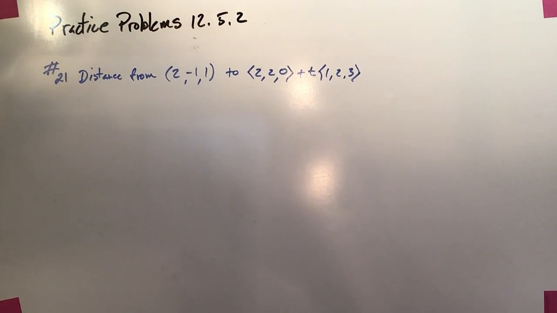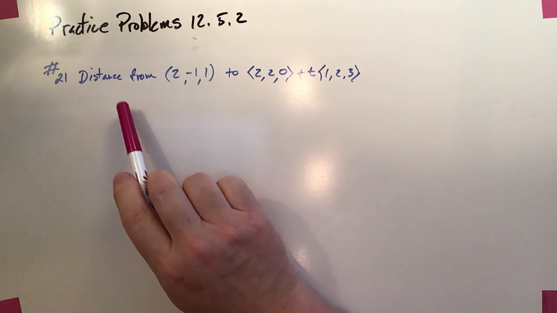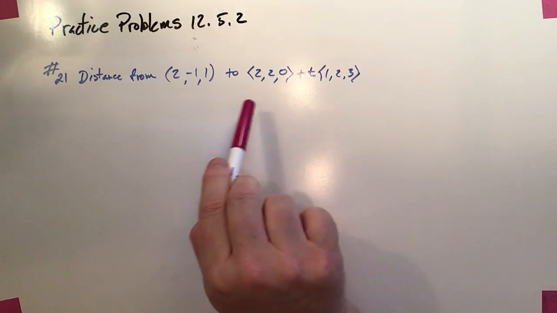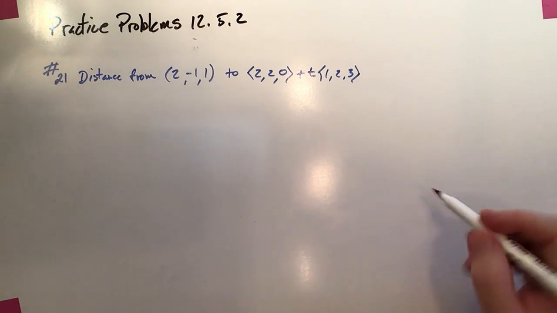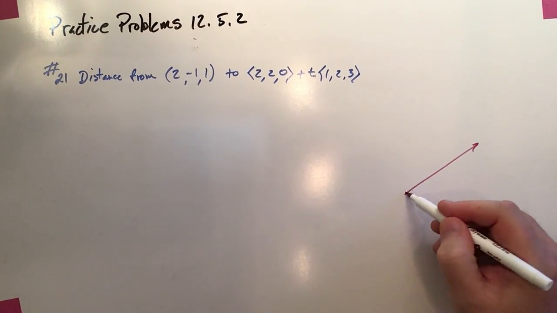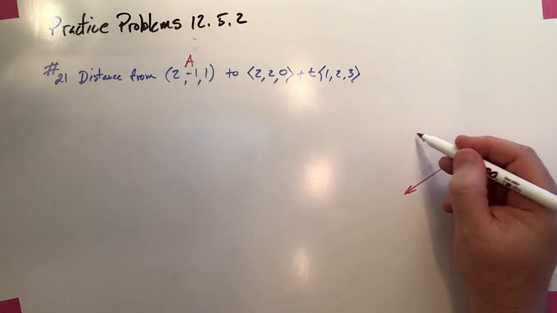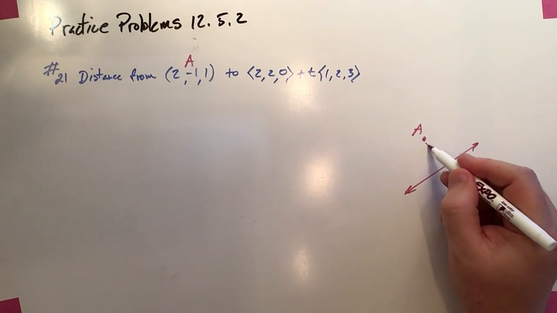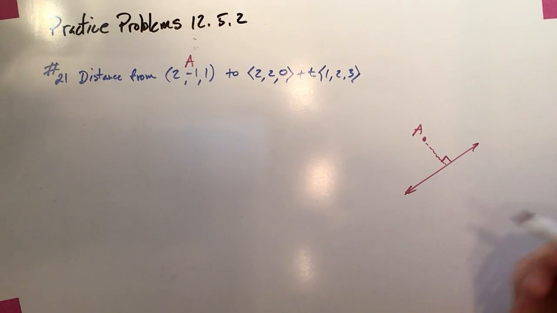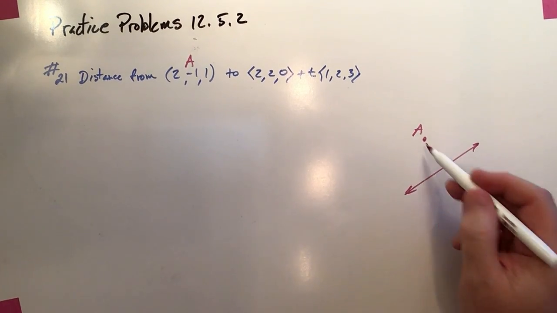Practice problems in section 12.5.2, and this is our last one, number 21, dealing with the 3D equations of lines. This one actually is a question about the distance between a point and a line. So let's draw a little picture. Here's our line, and here's our point. I'm going to label it point A. And what we want is this distance right here, the perpendicular distance between the line and the point.